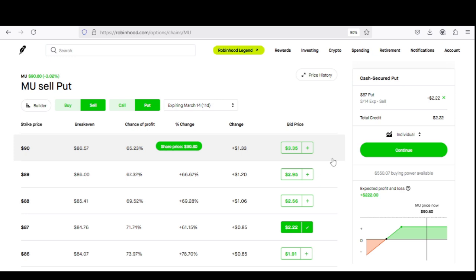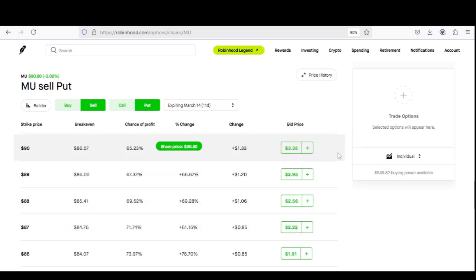Now, I'm not going to go into too much detail about this option strategy because I have several videos on the channel. So in order for you to see how this trade could go, feel free to go ahead and just search my channel for the cash secured put. Now, let's get into the second option strategy that can be used in order for you to generate passive income.